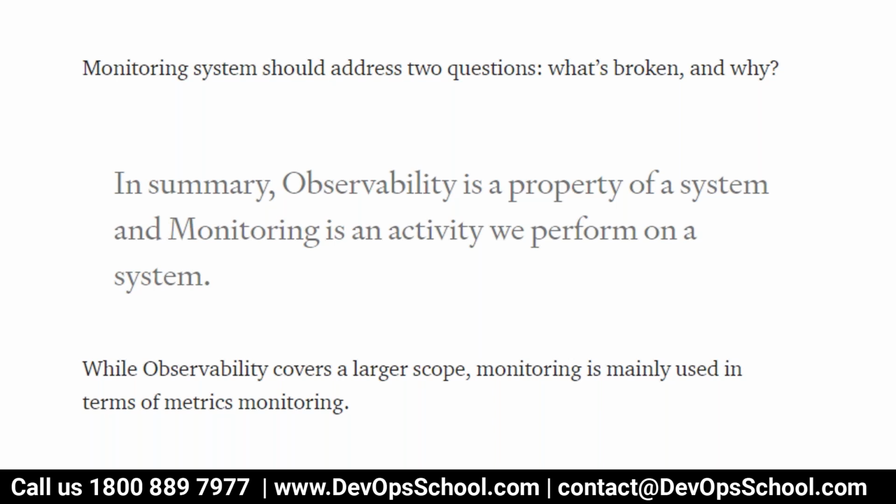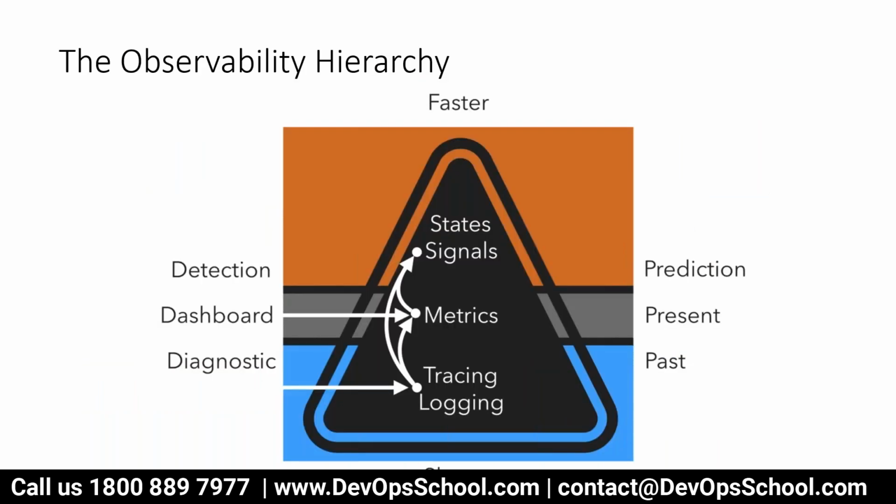A monitoring system should address two questions: what's broken and why it's broken, whereas observability covers the larger scope. Monitoring is mainly used in terms of metrics monitoring. So in summary, observability is a property of the system and monitoring is an activity we perform on a system. Look at this here. This is a hierarchy of the monitoring observability.